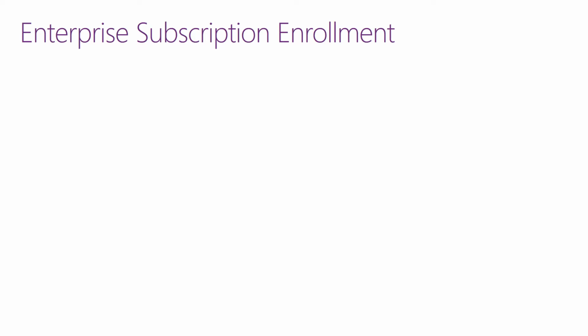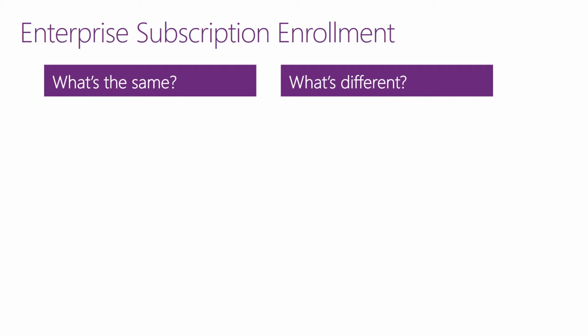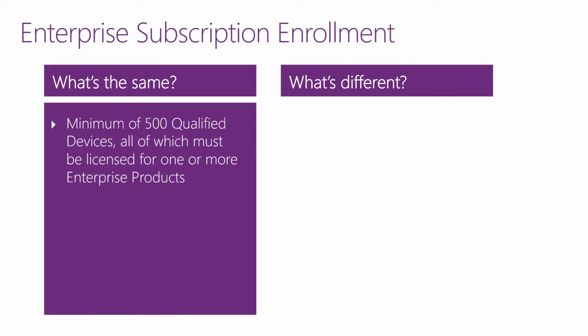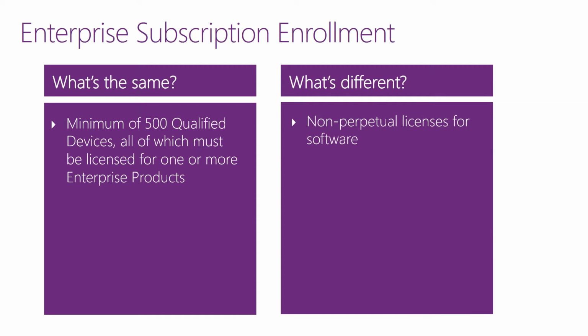As you would expect, there are some things that are the same as a perpetual enrolment and some things that are different. The first thing that's the same is that an organisation needs a minimum of 500 qualified devices, all of which must be licensed by one or more of the enterprise products, which are the same with the same platform options. What is different, of course, is that the licenses for these products are non-perpetual licenses, giving rights to use the software only while the enrolment is active. And another thing that is different is the way that enterprise products are paid for, and I'm going to go into detail on that on the next slide.